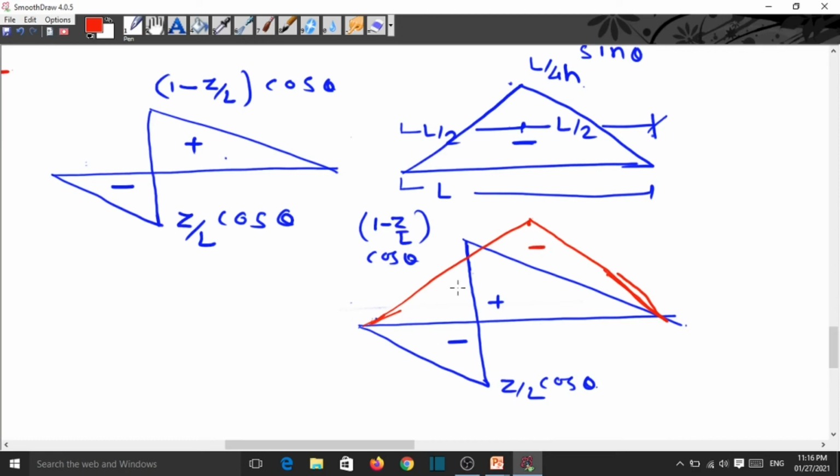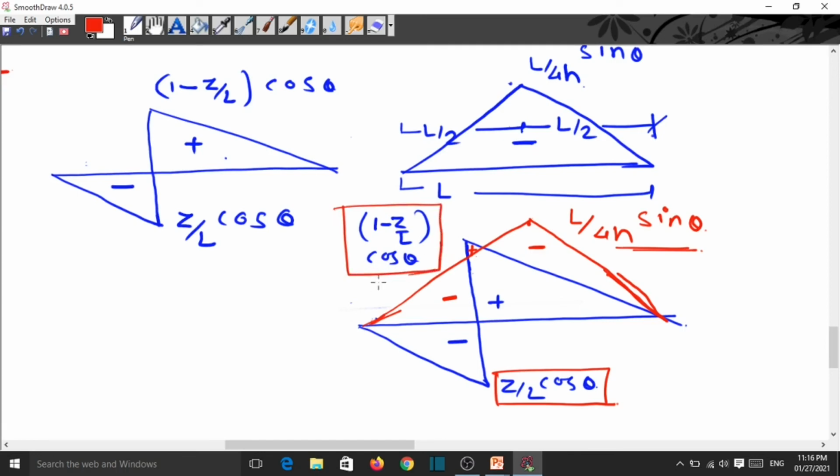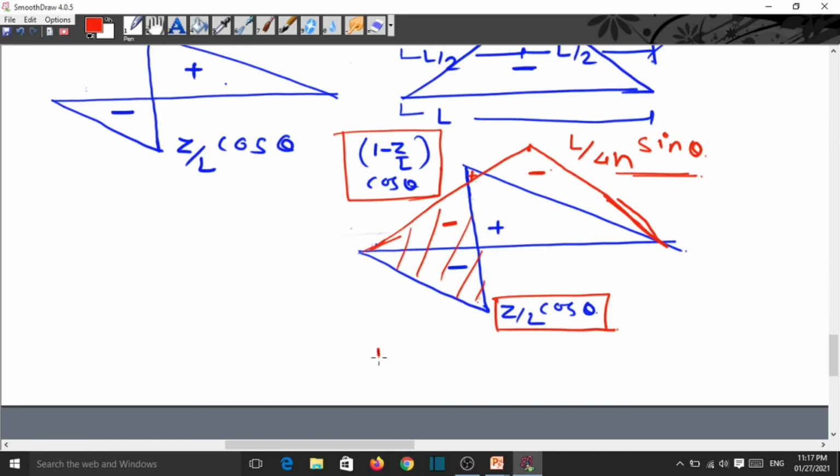And this part is negative, this remaining part is the positive, and this height is the L by 4h into sin theta. This is the Z by L into cos theta, and this height is the 1 minus Z by L into cos theta. So this part is negative. This remaining part is positive, this is negative, and this total is the negative. So this is the ILD for radial shear.